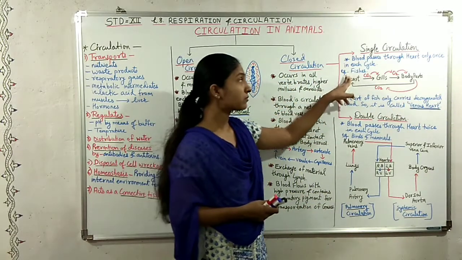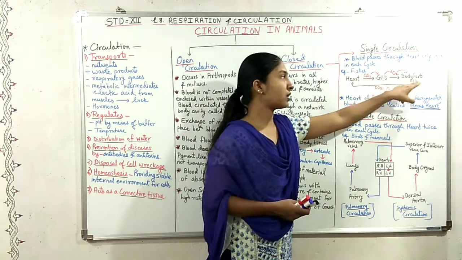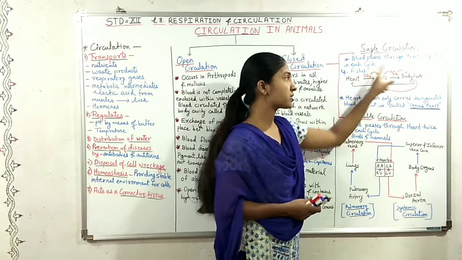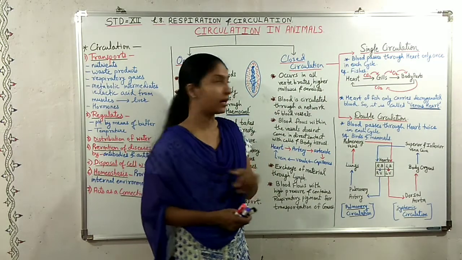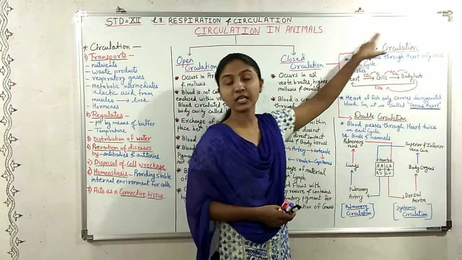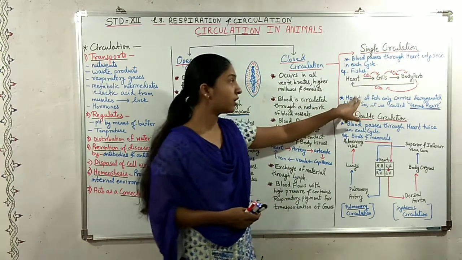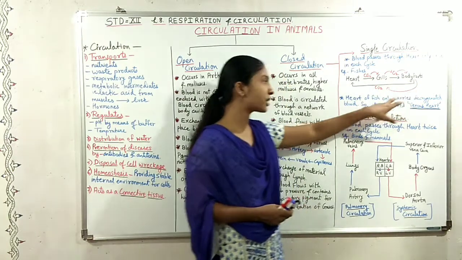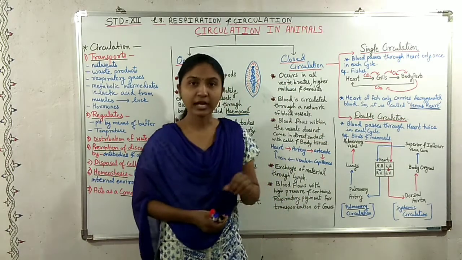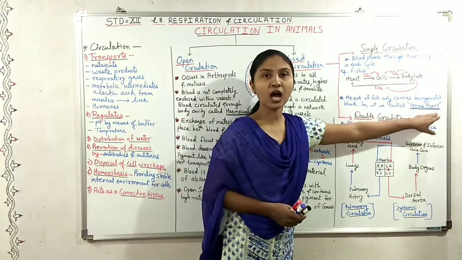Now here the blood is circulated only one time through the heart. That's why it is called single circulation. Here the heart of the fish only carries deoxygenated blood. That's why it is called a venous heart.